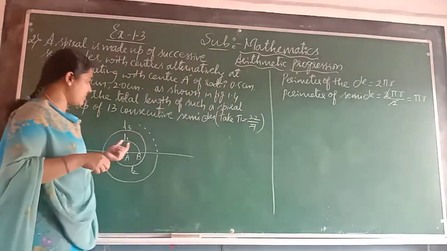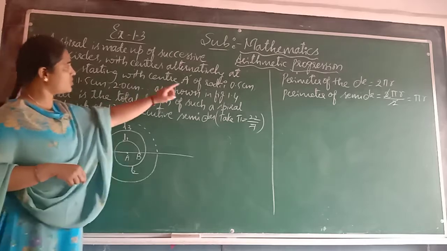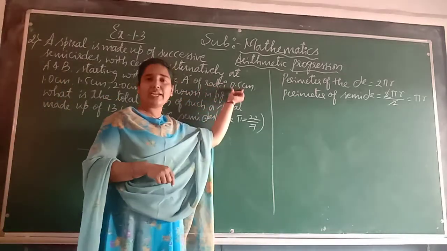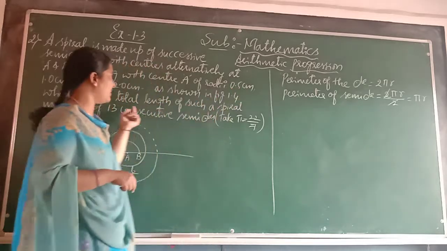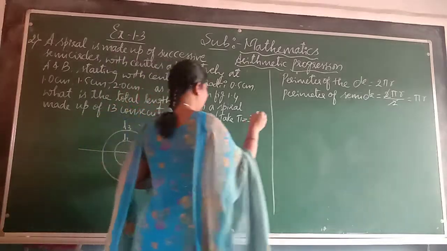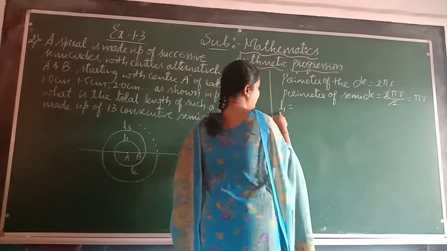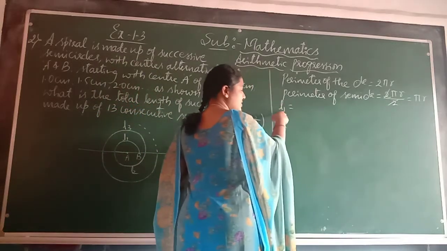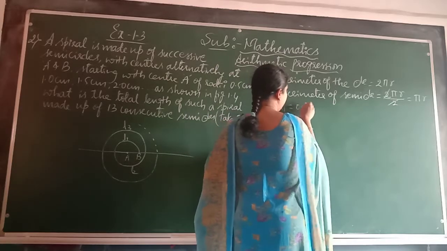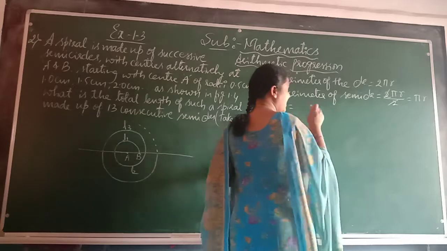The length of the first semicircle is given. How much? 0.5 centimeter. That is nothing but the radius of the first semicircle. A will be 0.5 centimeter, given. That is, the length of the first semicircle, the radius, will be 0.5 centimeter, given.